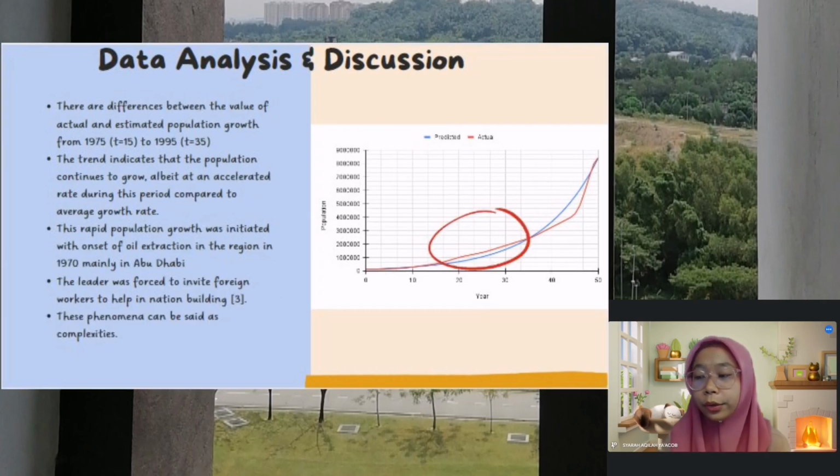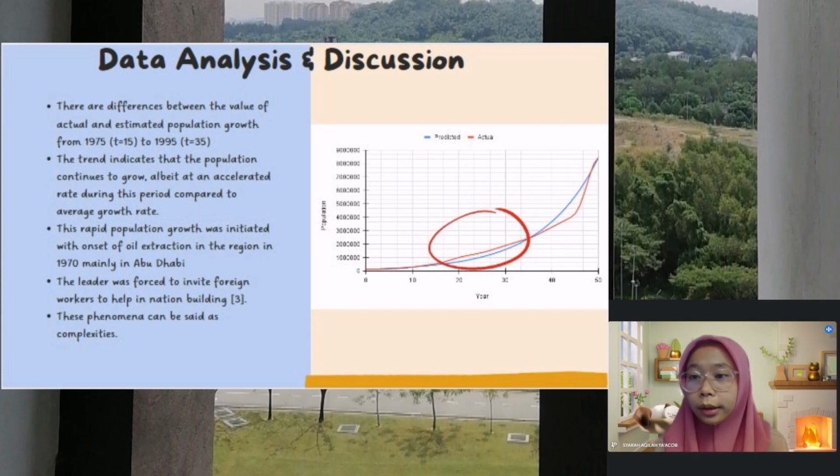Next, you can see here that the graph has two regions, where the data is not the same. First, the region in the circle. For the first region, this is the difference between the value of actual and estimated population growth from 1975 to 1995, which is the time equal to 15 and also 35. You can see here that the actual graph has a higher rate of population growth compared to the predicted one.